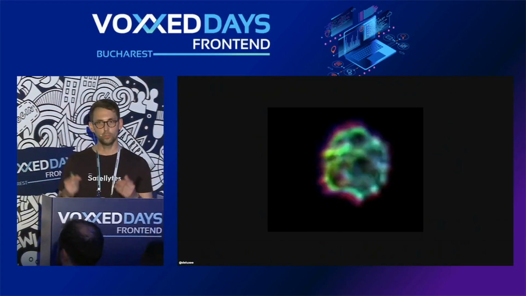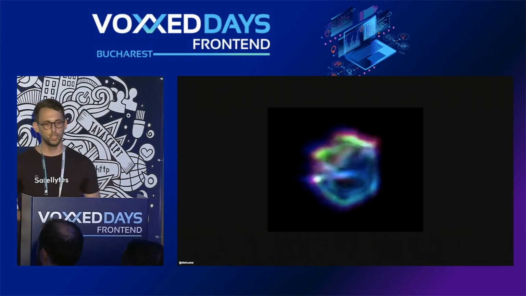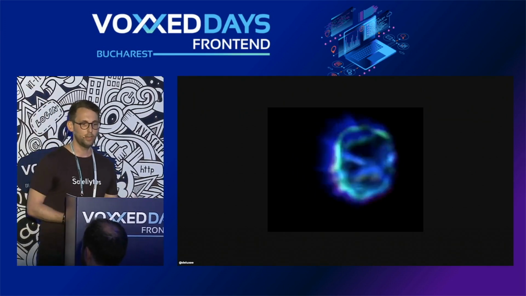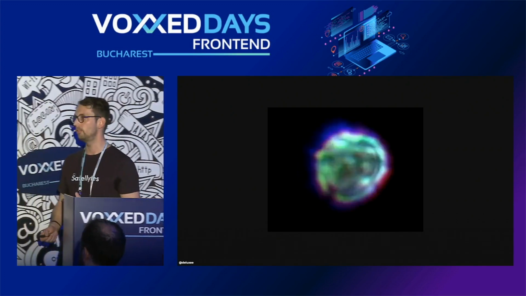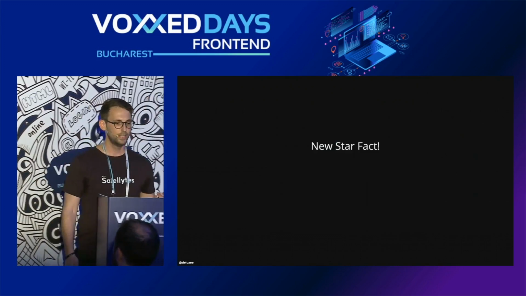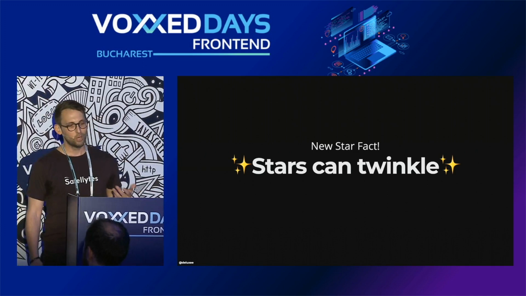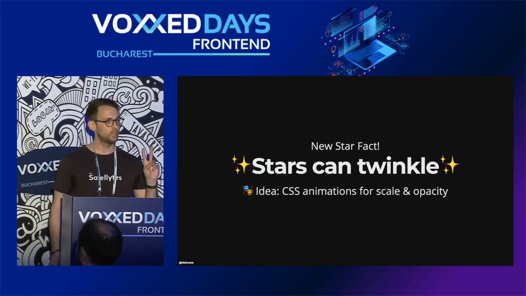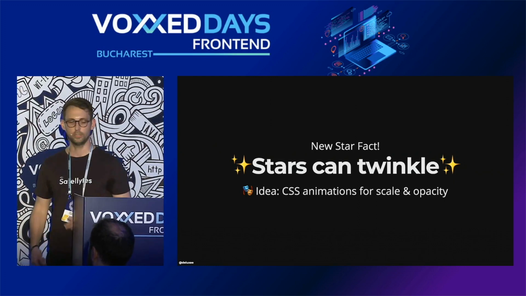That's a star zoomed in from the Earth through the atmosphere. And you can clearly see that there are changes in brightness and position, even color and shape. And that leads us to our newest fact. Stars can twinkle. And we are going to implement it with 2 CSS animations to change the scaling and the opacity of the stars.